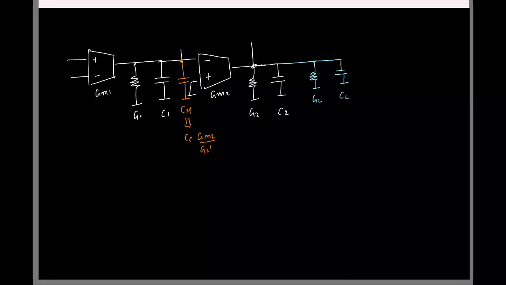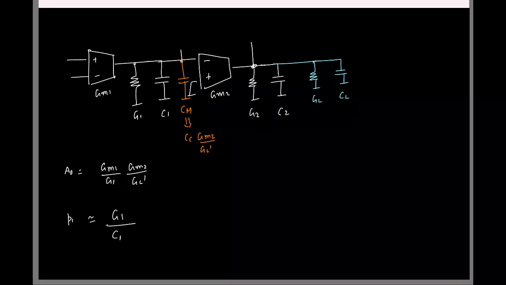So what will happen, right? If I do this, what will happen to omega u? Or first let me start from the first state. What is the DC gain? Same as before, right? Gm1 by G1, Gm2 by GL prime. What is the first pole location? Same. It is same. So G1 by roughly Cm, that is Cc times Gm2 by GL prime.